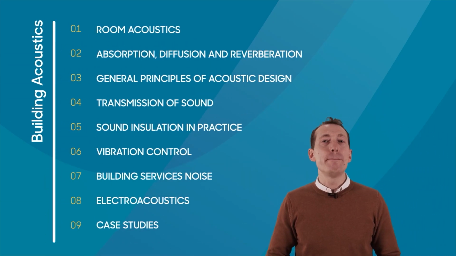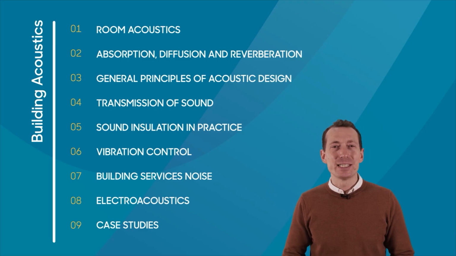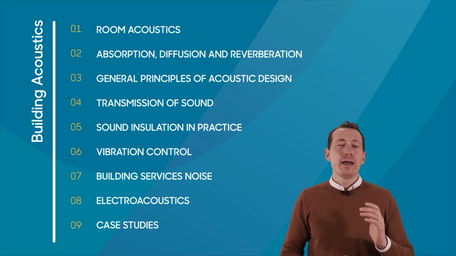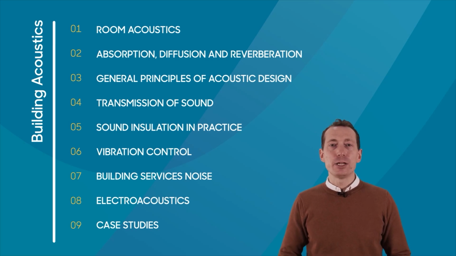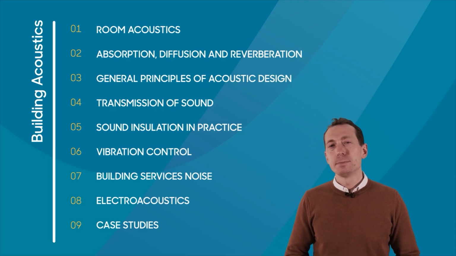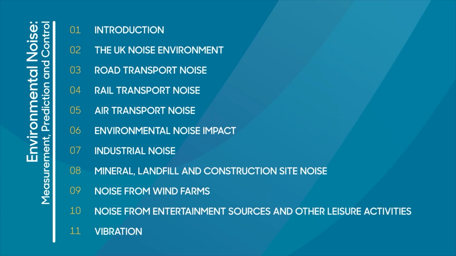The specialist module on building acoustics has 9 sections, listed here relating to methods for controlling and designing room acoustics, sound and vibration transmission, aspects of building services noise and electroacoustics. The methods are illustrated with the help of case studies. The specialist module on environmental noise has the 11 sections listed here, covering descriptions, standards and legislation related to transport noise, including road traffic, railways and aircraft, as well as construction, wind farms and entertainment and leisure.